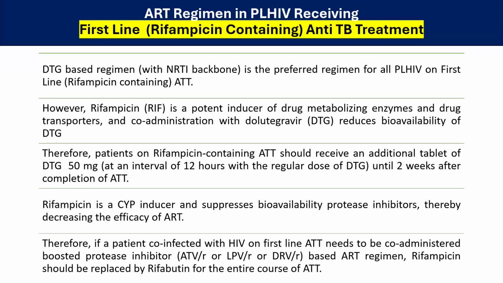Some patients, for some reason, whether the DTG 50 mg is not available at the center, but efforts have to be made to ensure that sufficient quantity of DTG 50 mg is available at the ART center till the completion of treatment for that particular TB patient. So we have to look at how many TB patients we have at the ART center taking treatment, and how many patients are on a DTG-based regimen. So whether the additional dose of DTG is available or not, this is the most important thing.